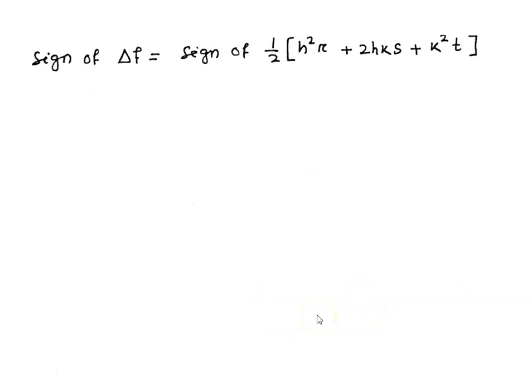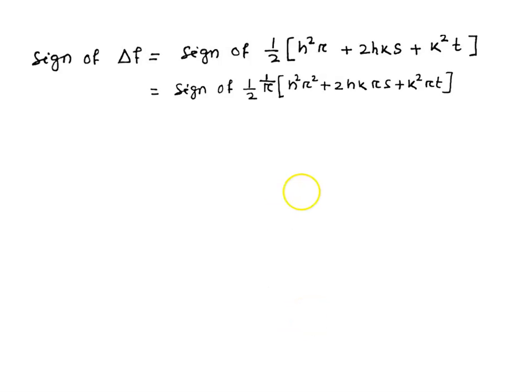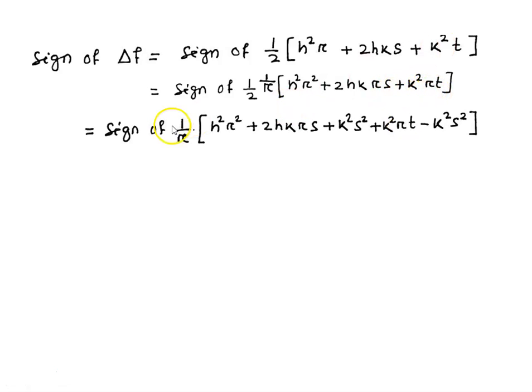Now let us proceed further. In this term h²R + 2hkS + k²T, we multiply by R and divide by R. So the sign of Δf is equal to the sign of 1/2 into 1/R (h²R² + 2hkRS + k²RT), which is equal to the sign of 1/R (h²R² + 2hkRS + k²S² + k²RT − k²S²).